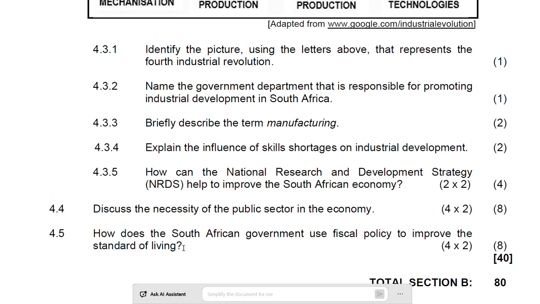Now let's look at the last one. So there's the last question of question number 4, where we're looking at how the South African government uses fiscal policy.